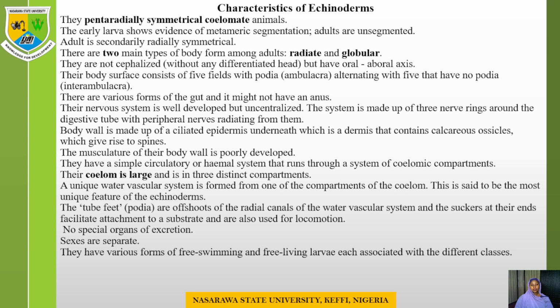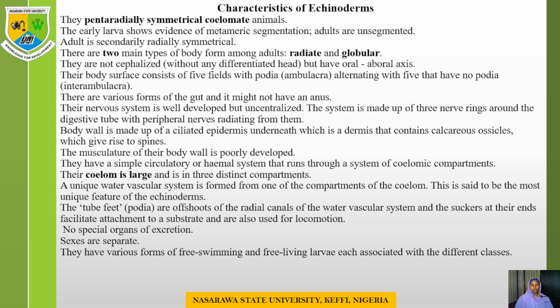The characteristics of the echinoderms include the fact that they are pentaradially symmetrical coelomates. The early larva shows evidence of metameric segmentation. The adults are unsegmented; the adult is secondarily radially symmetrical. There are 2 main types of body form among adults, the radiates and the globular.